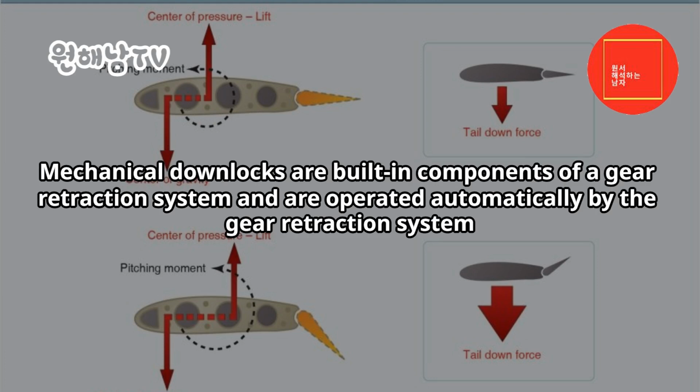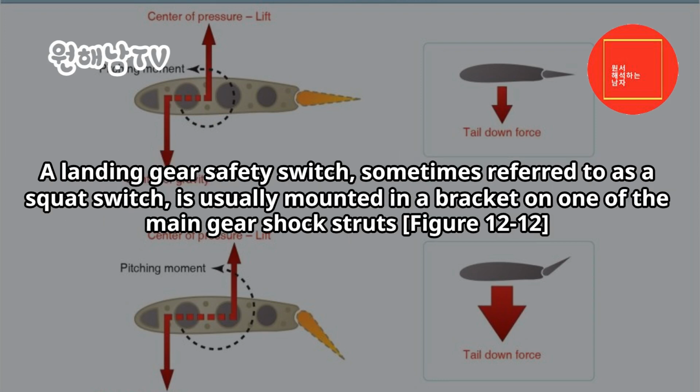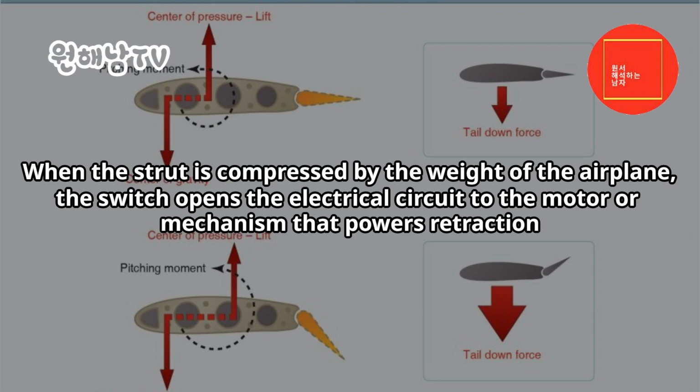Mechanical downlocks are built-in components of a gear retraction system and are operated automatically by the gear retraction system. To prevent accidental operation of the downlocks and inadvertent landing gear retraction while the airplane is on the ground, electrically operated safety switches are installed. A landing gear safety switch, sometimes referred to as a squat switch, is usually mounted in a bracket on one of the main gear shock struts. Figure 12-12. When the strut is compressed by the weight of the airplane, the switch opens the electrical circuit to the motor or mechanism that powers retraction.